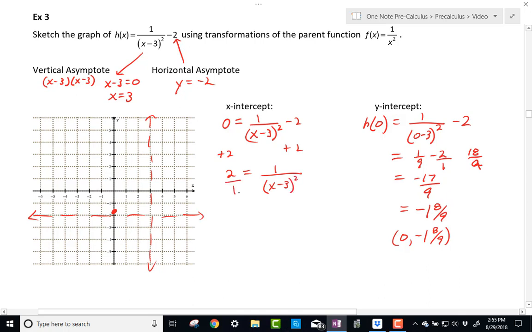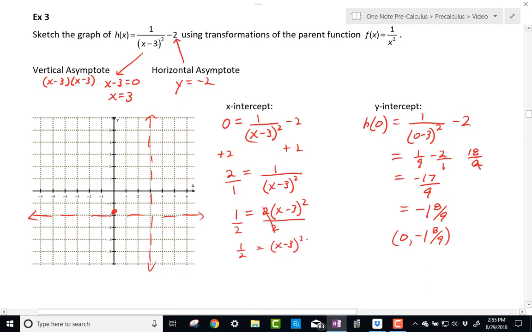I'll put my 2 over 1, and again, all I'm going to do is cross multiply here. So I've got 1 times 1 is 1. Now, I'm not actually going to multiply out the other side here. I'm just going to write out 2 times (x minus 3) squared. Now, why am I not multiplying this out? Because at this point, I can go ahead and divide by 2 on both sides. I can get rid of that 2 right there. So I end up with 1/2 equals (x minus 3) squared.